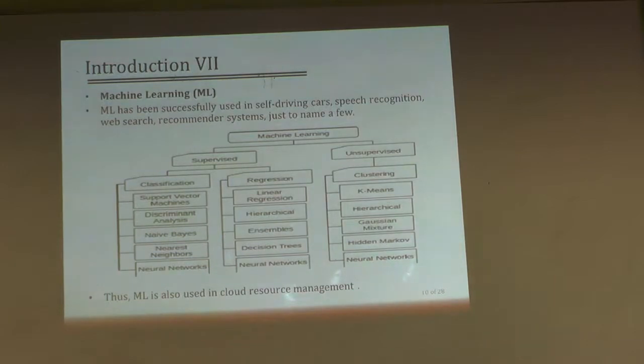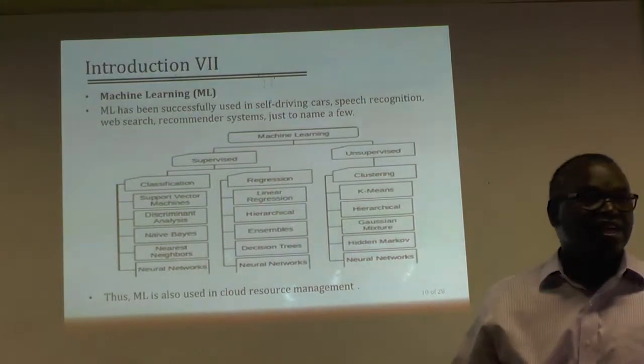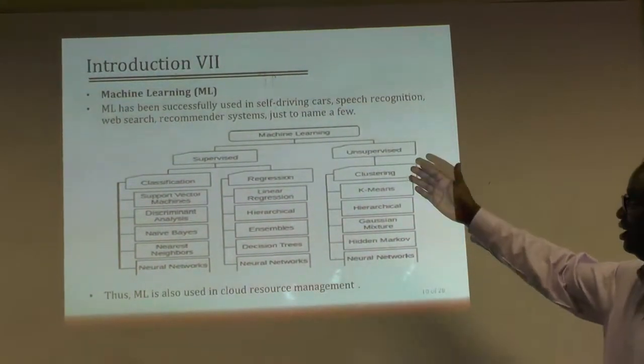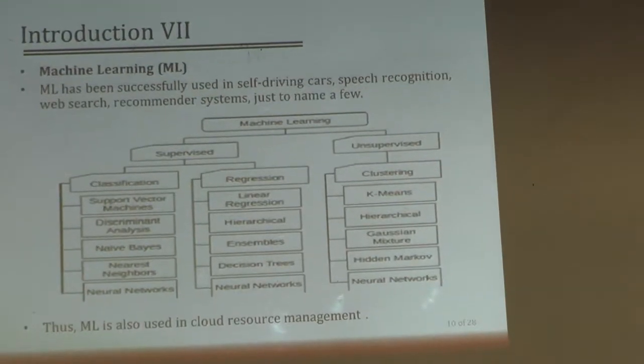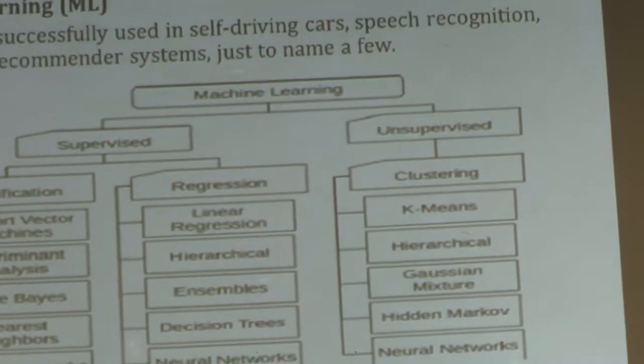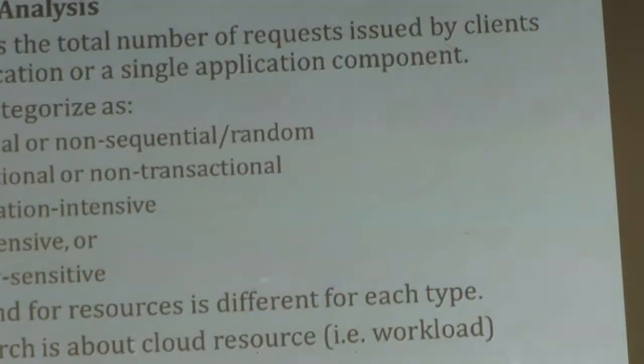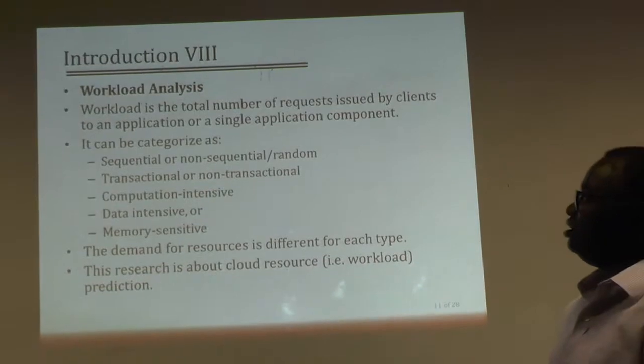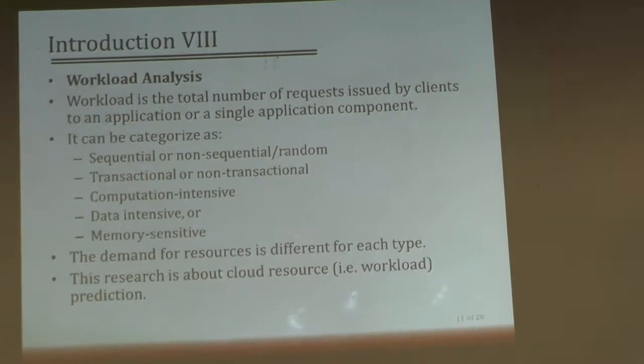Again, I believe everybody here knows something about machine learning, but in case somebody didn't show up when we were preparing this: machine learning is used a lot in many things. Self-driving cars, speech recognition, web search, recommender systems, and so on and so forth. Generally, we can categorize machine learning into two: supervised and unsupervised. We've talked about this a lot, and therefore we know that machine learning is also used in cloud resource management, and that's what we are going to look at today. Then there's this idea of workload analysis, which is related to what I'm going to present today.